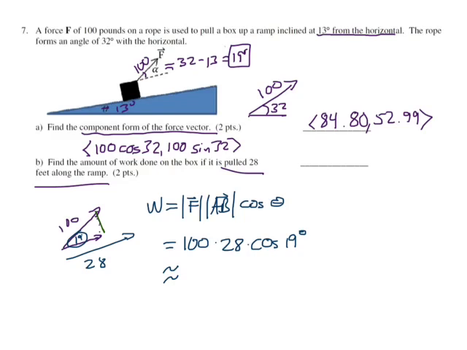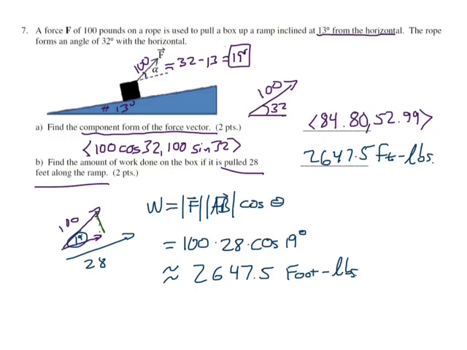And that is 2,647.5. And that is in foot-pounds. All right. And that is the work done pulling it up 28 feet. Okay. The angle between them is 19. We just multiply it using that formula, and there you have it.